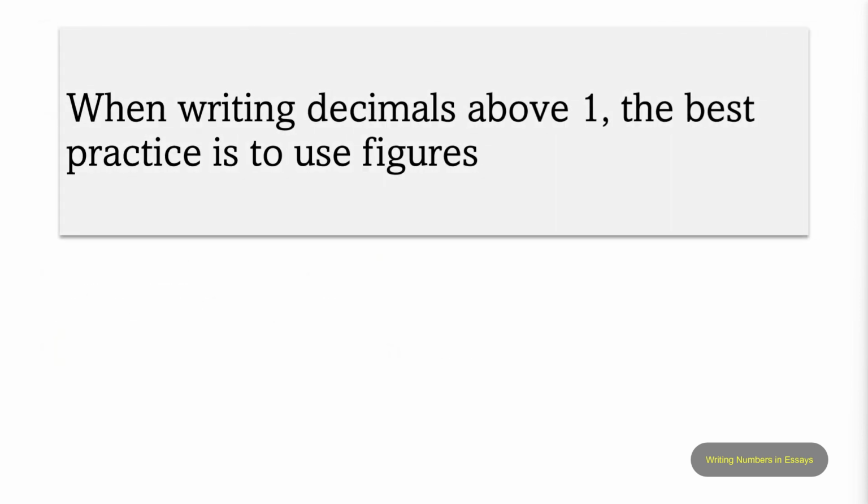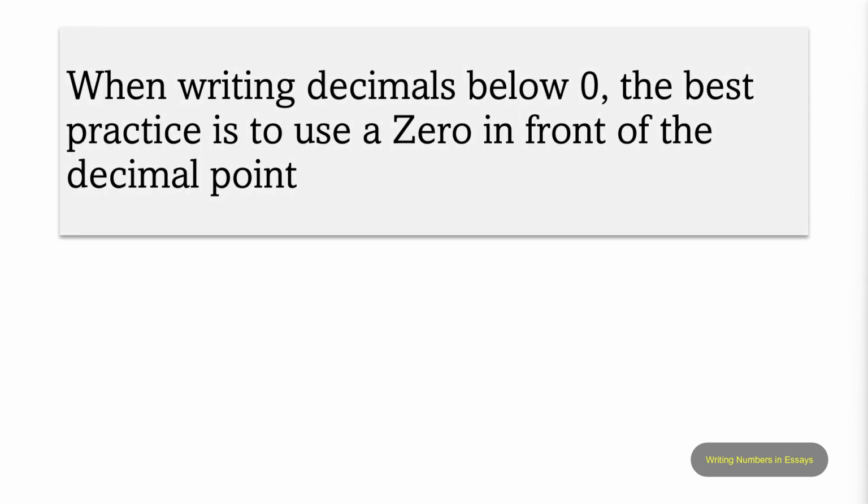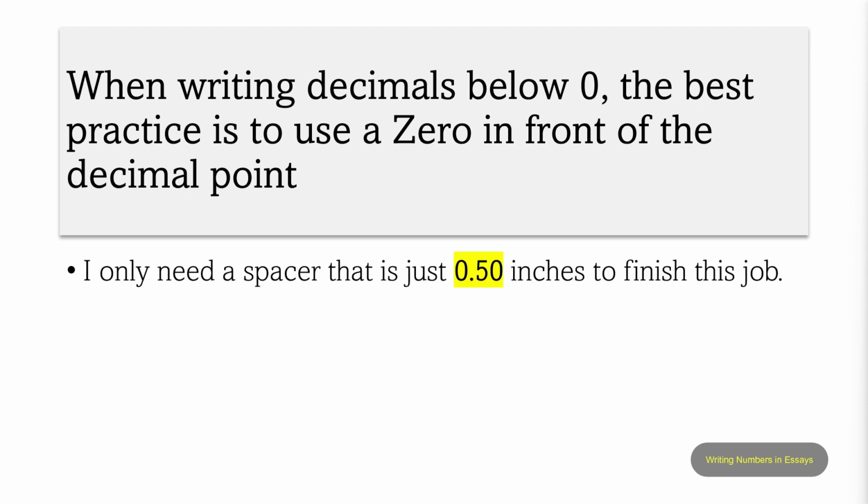When writing decimals above 1, the best practice is to use figures. The distance between point A and point B is 2.3 times longer than the distance between points C and D. When writing decimals below 0, the best practice is to use a 0 in front of the decimal point. I only need a spacer that is just 0.50 inches to finish this job.